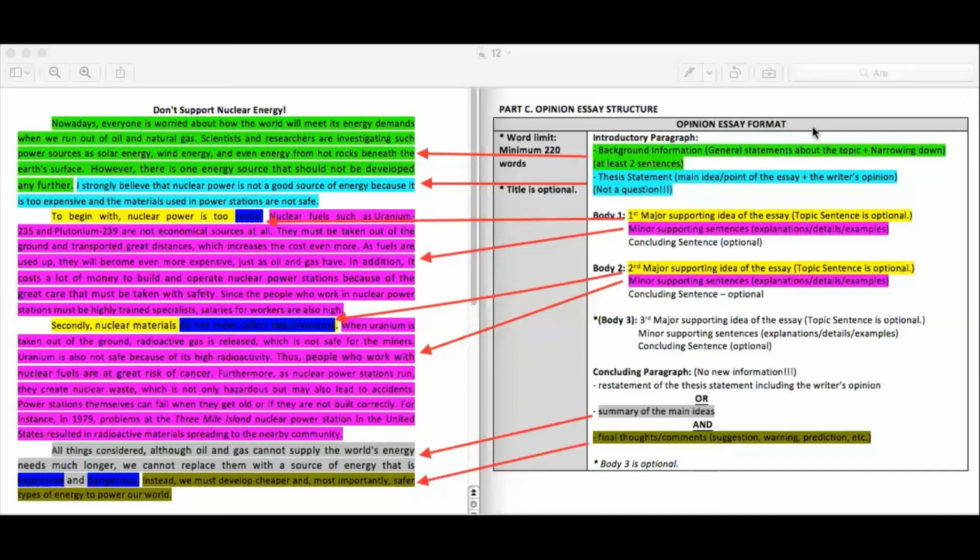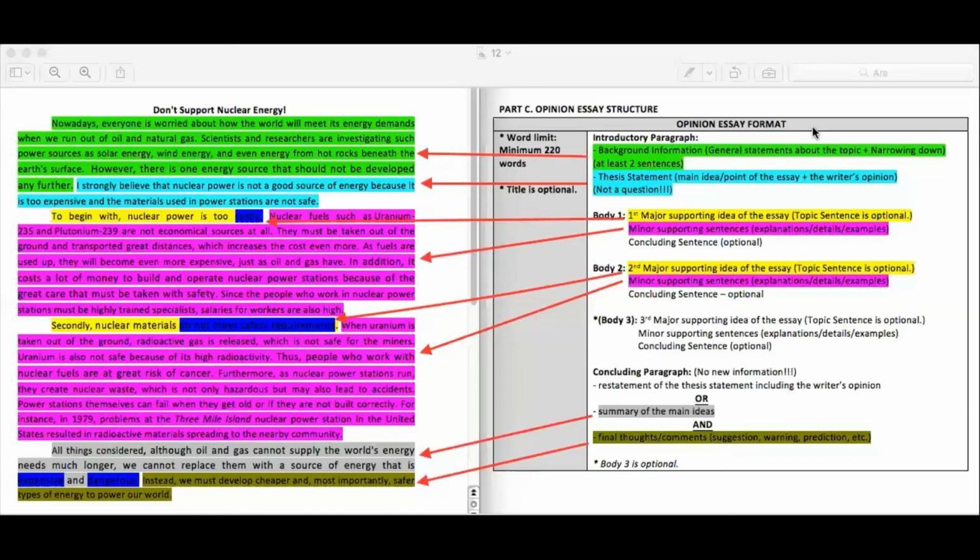When we read the thesis statement, we can also have an idea about the organization of the essay because it introduces 2 subtopics. Nuclear energy is too expensive and it's not safe. So we can understand that there will be 2 body paragraphs, and the first body paragraph will be about its high costs, and the second one will be about its dangers.